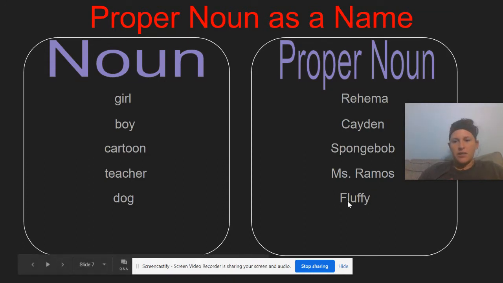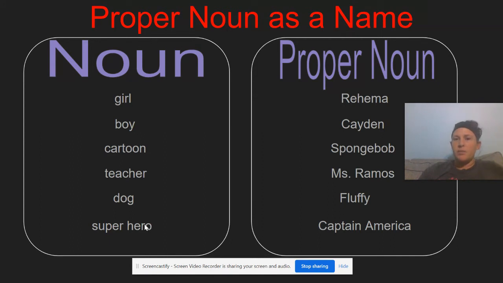Fluffy can be a doggy's name, and that F has to be capitalized to show it is special, and there's a reason why we're putting it into our sentence. And then last but not least, my favorite one in this whole thing, superheroes. Tons of superheroes. So when you just say the word superhero, you're not talking about a special, specific one, so you don't have to capitalize it. But when you're talking about one specific superhero and they're so special that you have to talk about them and use them in your sentence, they have to be capitalized.